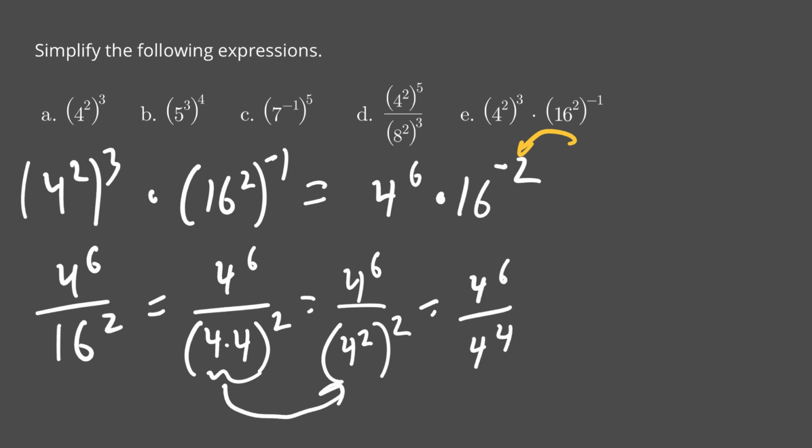And now we have one of those simplified fractions where we can cancel out the exponents, leaving us with 4 to the power of 2 over 1, which is going to be 16.